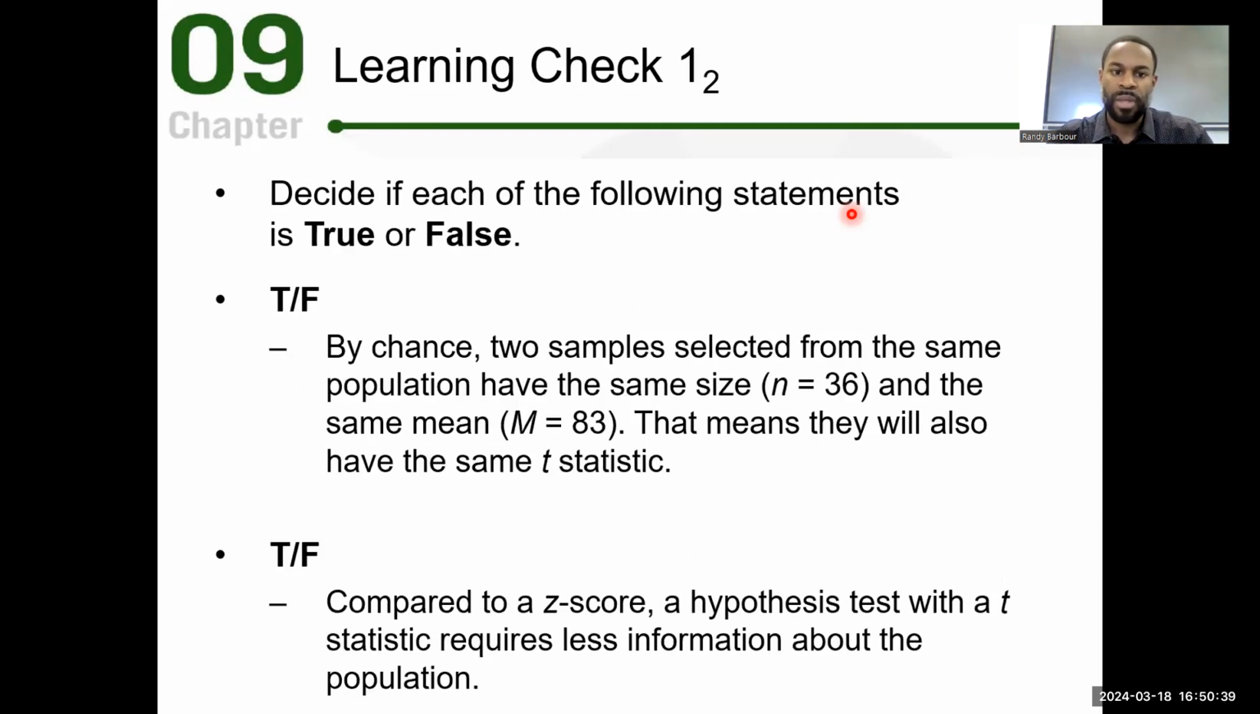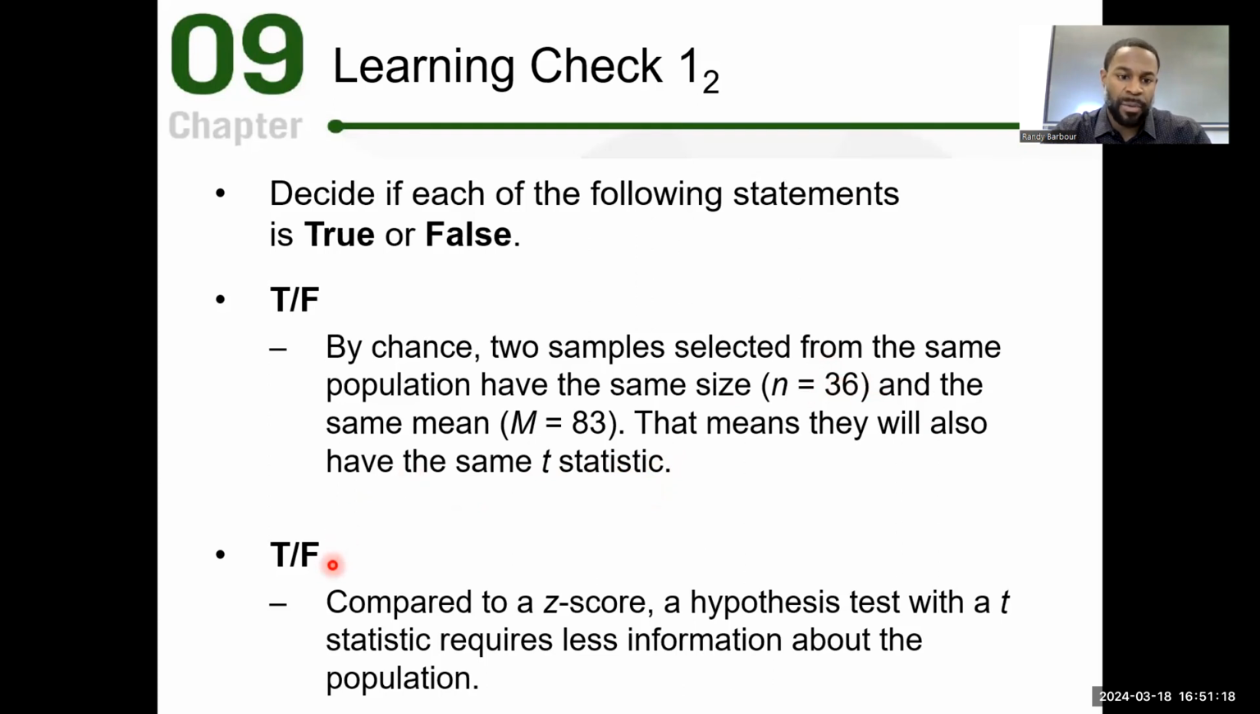All right. It says by chance, 2 samples selected from the same population have the same size, n equals 36, and the same mean. That means that they also have the same t-statistic. We talked about this before. That is going to be false because the variability in these samples might be different. Since the variability might be different, your t-statistic will also likely be different. Even though they have the same mean and sample size, they might have different variability or standard error, which means you might have a different t.